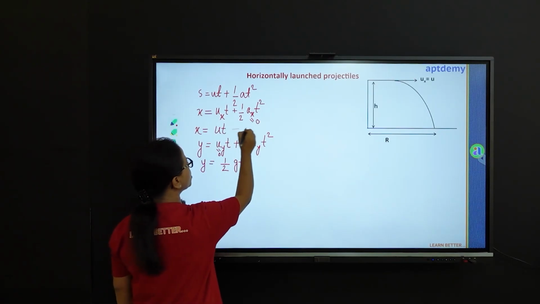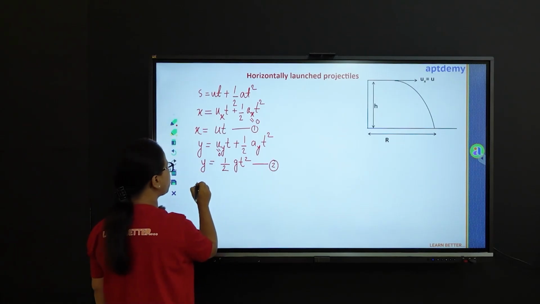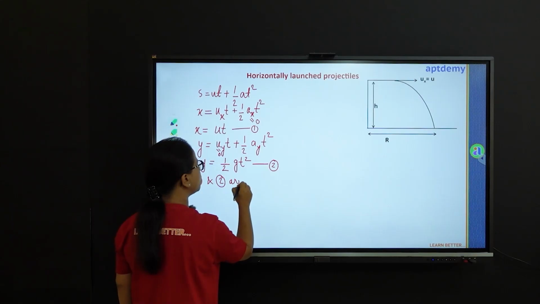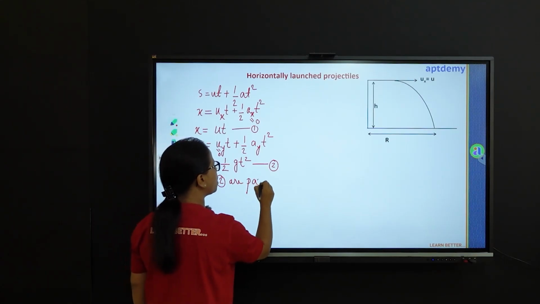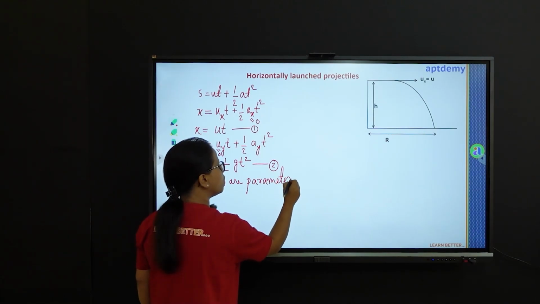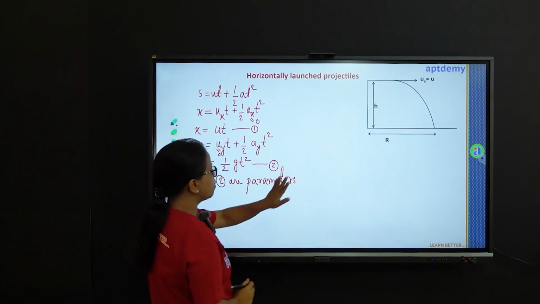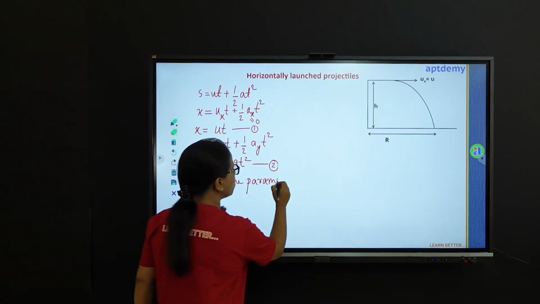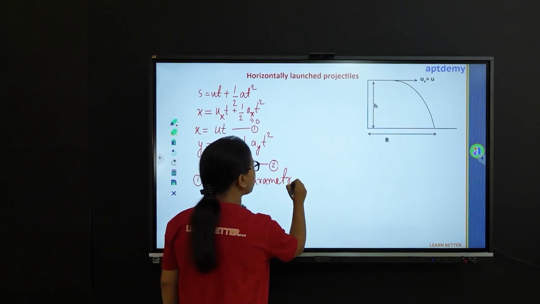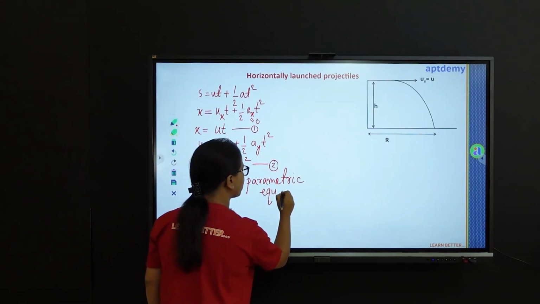Now these two equations, I name them 1 and 2, are called the parametric equations. Now, it was Galileo who predicted that the path followed by a projectile, which is called its trajectory, is parabolic.